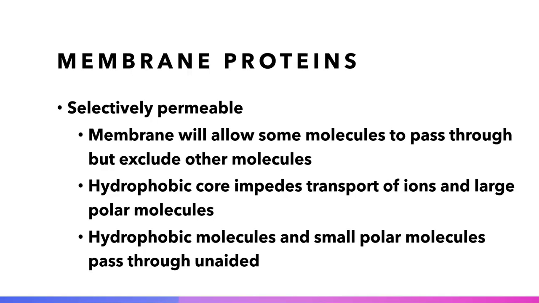So anything such as an ion, which is a charged molecule, it could have a positive or a negative charge, or even large polar molecules. They have partial positive and partial negative charges. They'll have a hard time getting through the hydrophobic core and typically will need the assistance of what we call a transport protein. So other molecules that are hydrophobic, or even some very small polar molecules such as water, can pass through the phospholipid bilayer on their own.